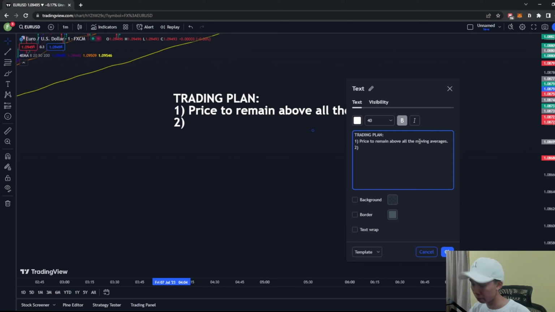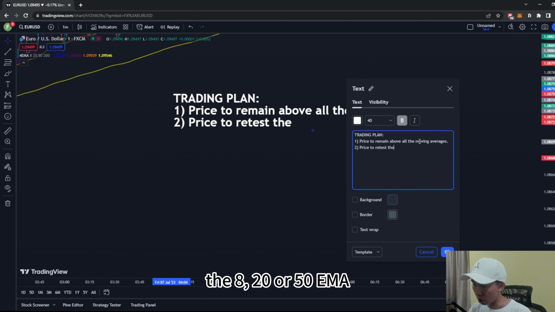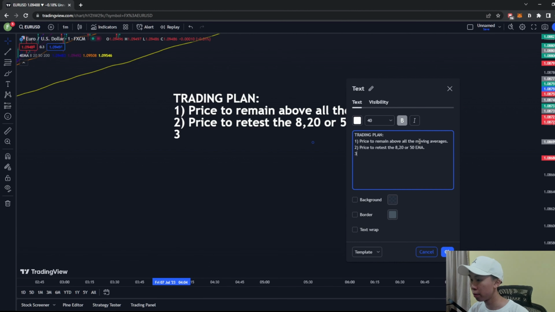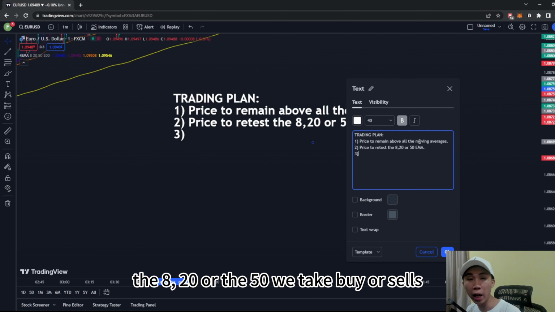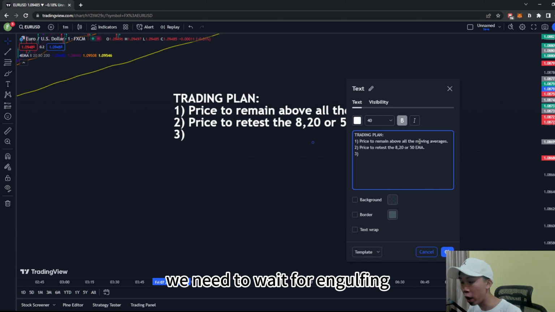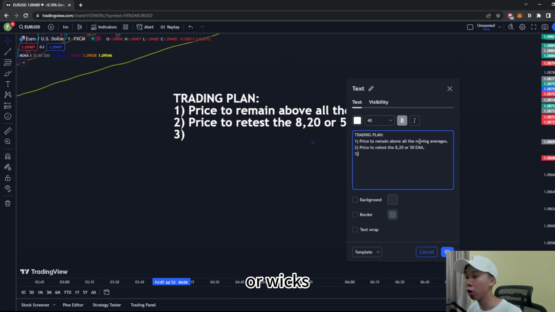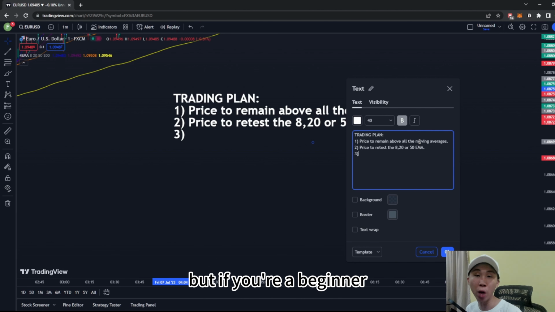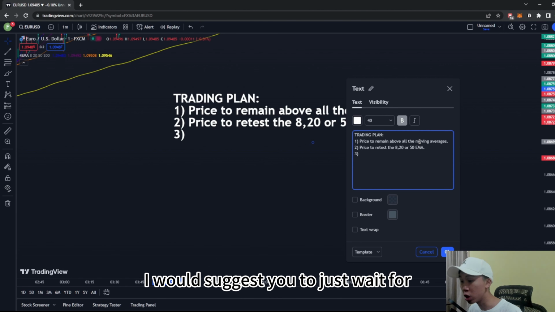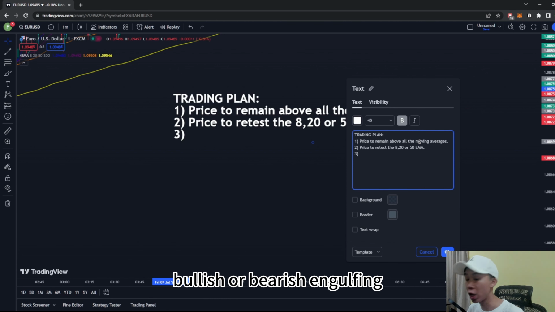Second rule, price to retest the 8, 20 or 50 EMA. The third, now it doesn't mean that when price retests the 8, 20 or the 50, we take buys or sells. We need to wait for engulfing or wicks. If we have long wicks, we can also take the trade. But if you are a beginner, I would suggest you to just wait for bullish or bearish engulfing.